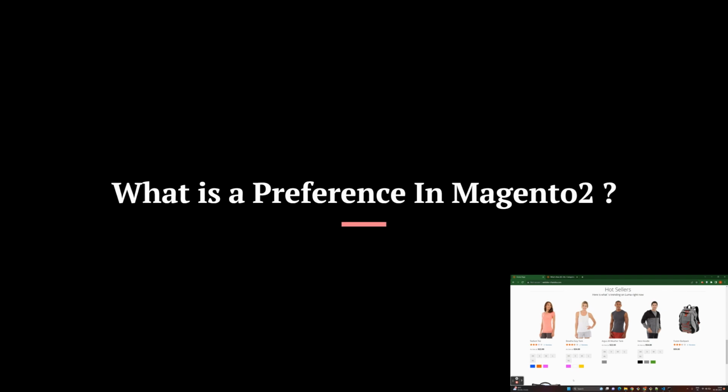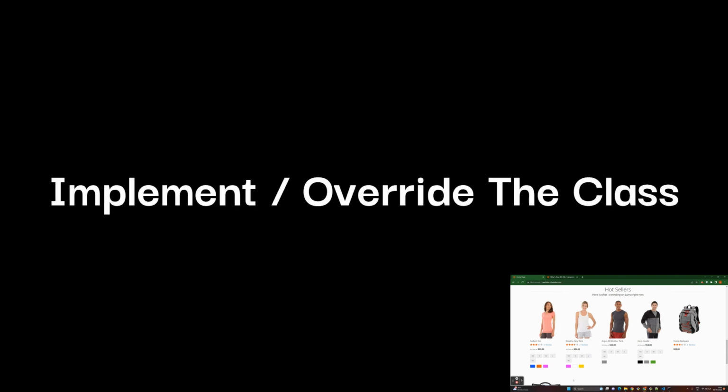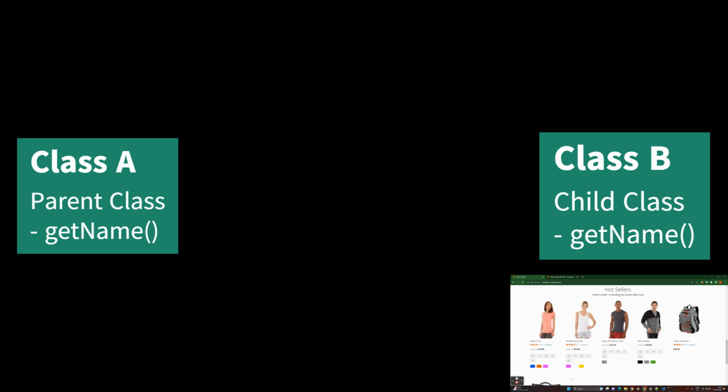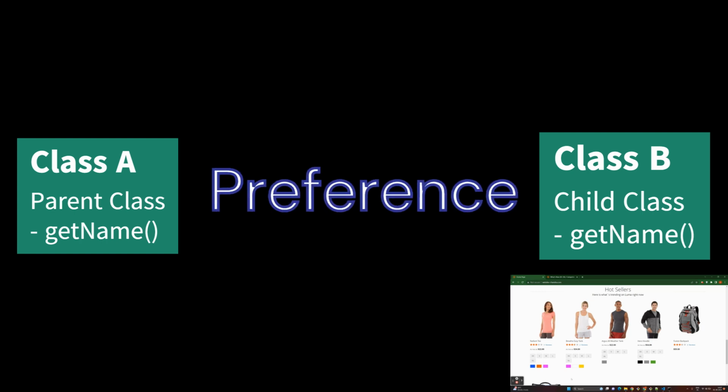In this video, I will discuss what a preference is. In general, a preference in Magento is helpful to implement or override a class. Let us consider two classes, class A and class B. Whenever you want to override a class A method in class B or a child class, you have to write a preference. For overriding the class or the method, you have to consider a preference.